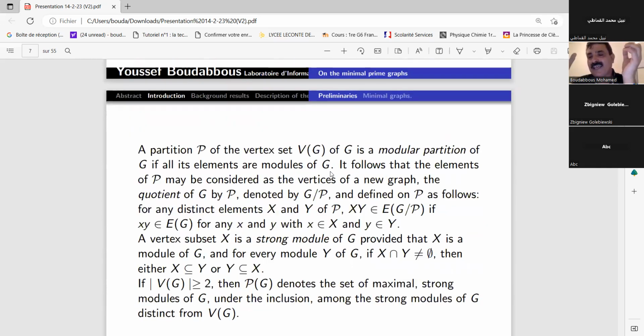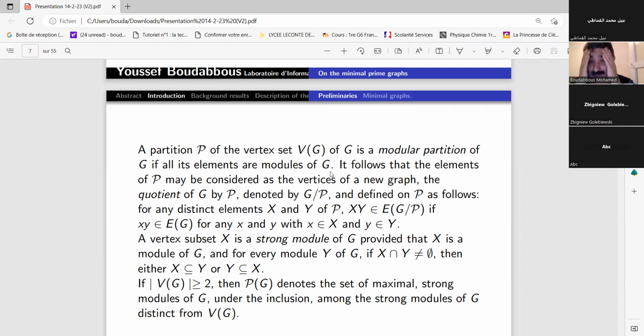It is easy to verify that given 2 disjoint modules M and N of a graph G, the behavior between any vertex in M and any vertex in N is constant. Either there is an edge between any vertex in M and any vertex in N, or there is no edge between them. Thus, we define the modular partition of a graph. It is a partition of the vertex set for which all the elements are modules.